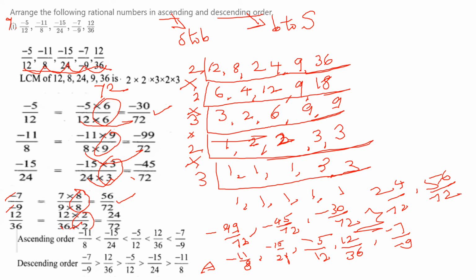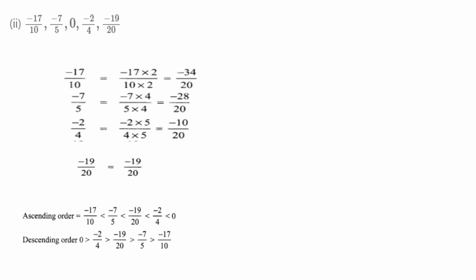First one minus 7 by minus 9, comma, 12 by 36, comma, minus 5 by 12, comma, minus 15 by 24, comma, minus 11 by 8.